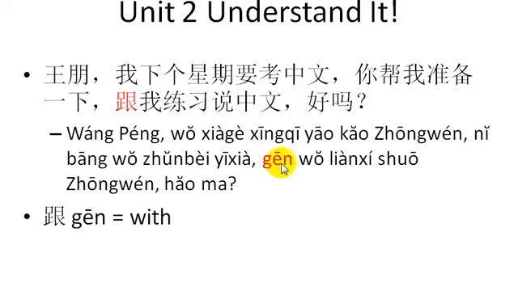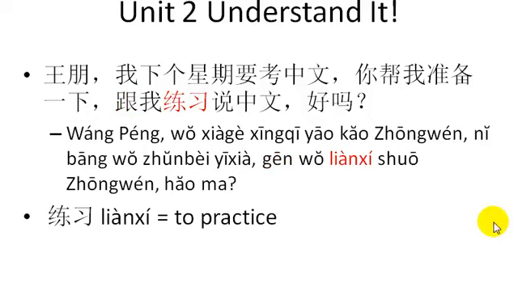So Leo here is saying, with me, do something. So what does Leo want Wang Peng to help her with? Alright, next we have 练习. 练习 means to practice. 王鹏，我下个星期要考中文，你帮我准备一下，跟我练习. Alright, so practice doing what?